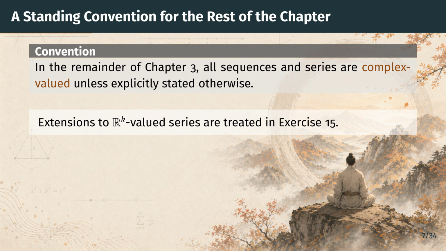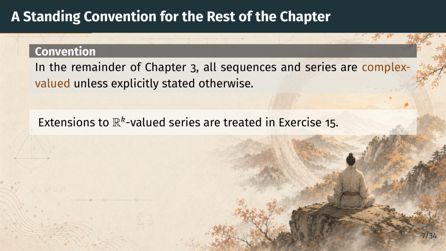Before we write the definition, one piece of bookkeeping. From this section onward, every sequence and every series in Chapter 3 is allowed to be complex valued. Whatever we prove about complex series automatically covers the real case as a special case. Extensions to vector-valued series in real k-dimensional space are pushed to Exercise 15, since they require nothing essentially new.